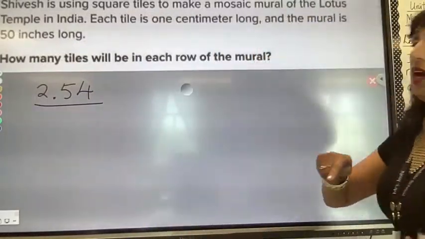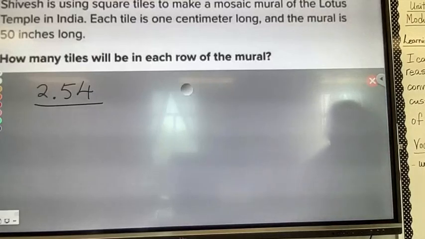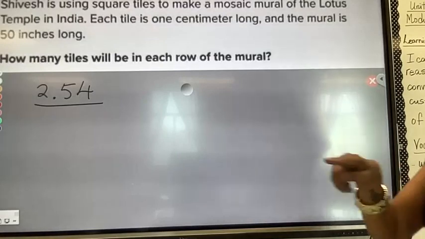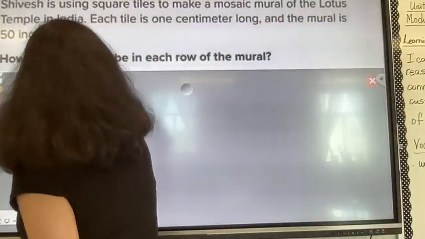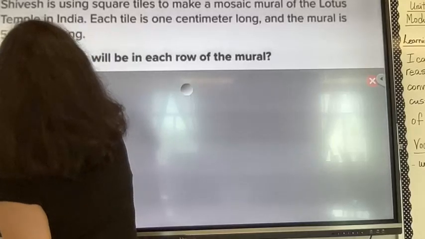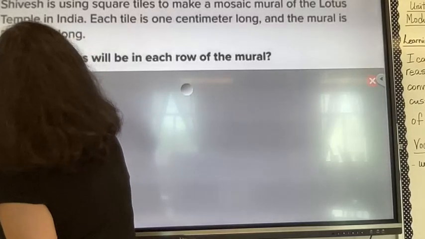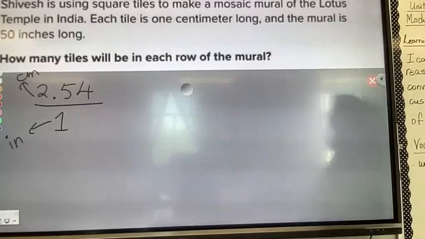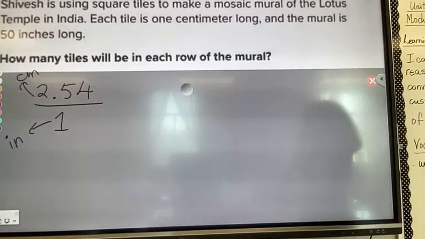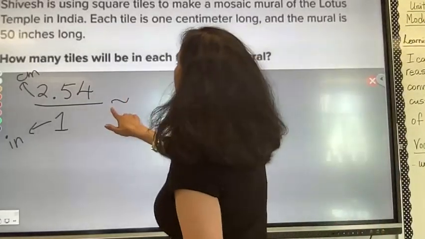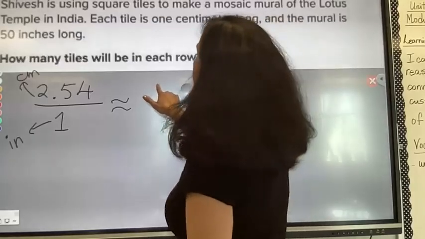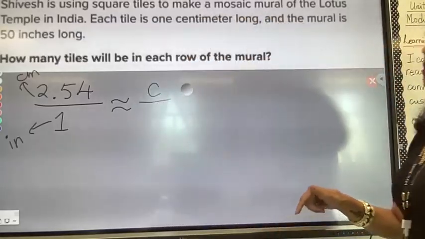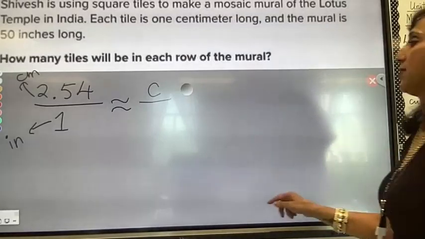All right, so we have 2.54 centimeters to 1 inch. Okay, so this is centimeters to an inch. Let us make this an approximate value. How many centimeters should it equal if we are given 50 inches?